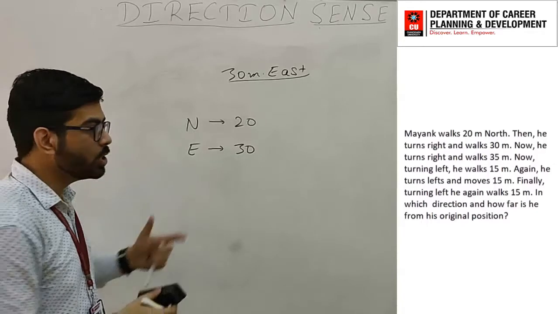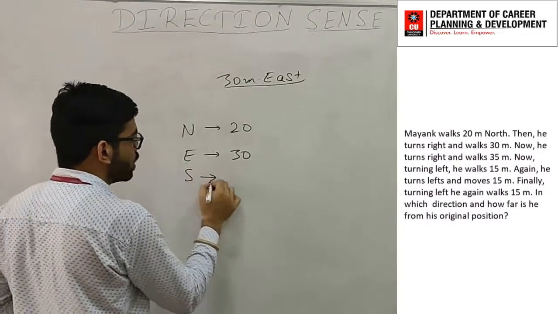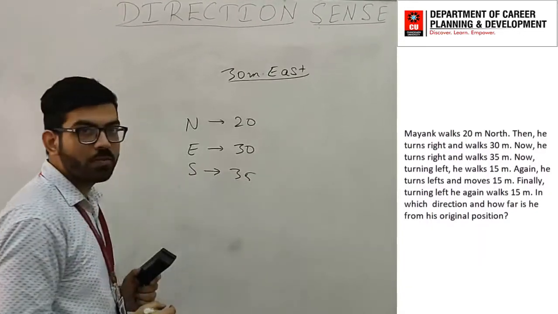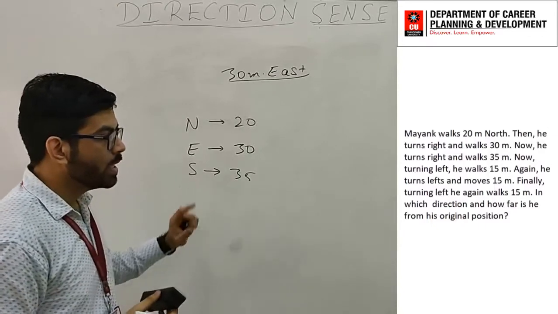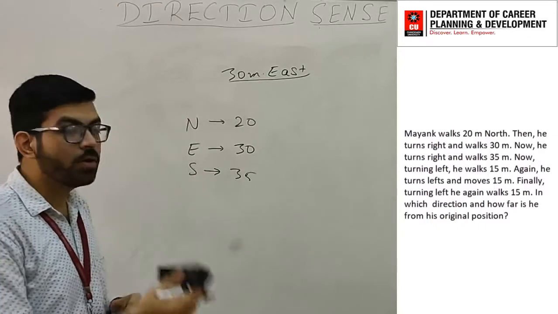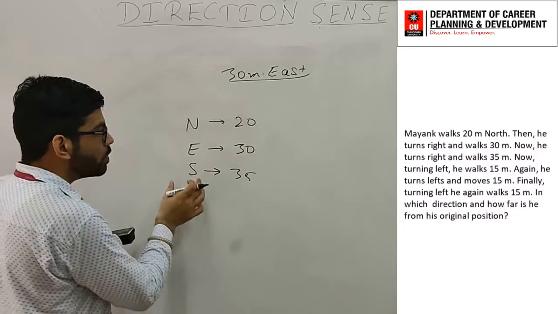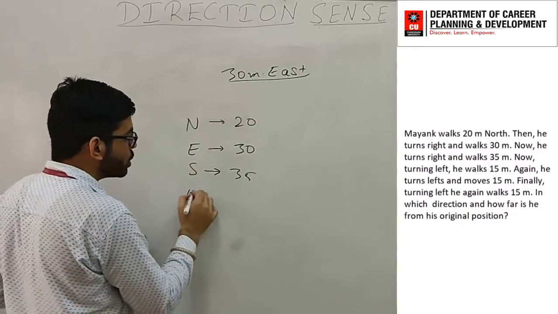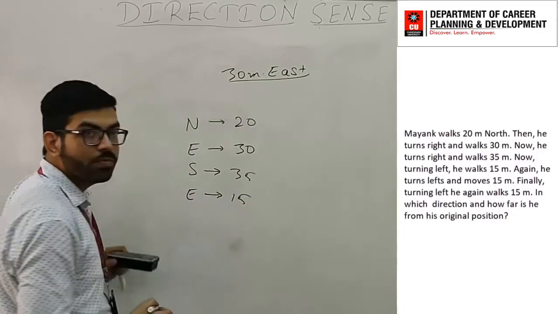So east to right direction comes out to be south, and the distance was 35 meter. Next one says now turning left and walk 15 meters. So from south, left is again east and the distance was 15 meters.